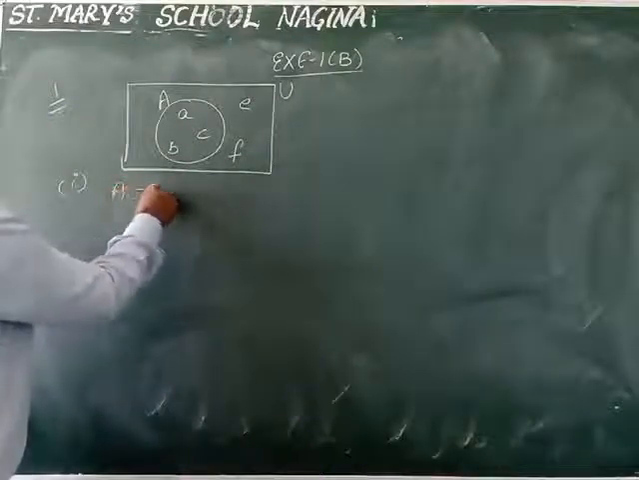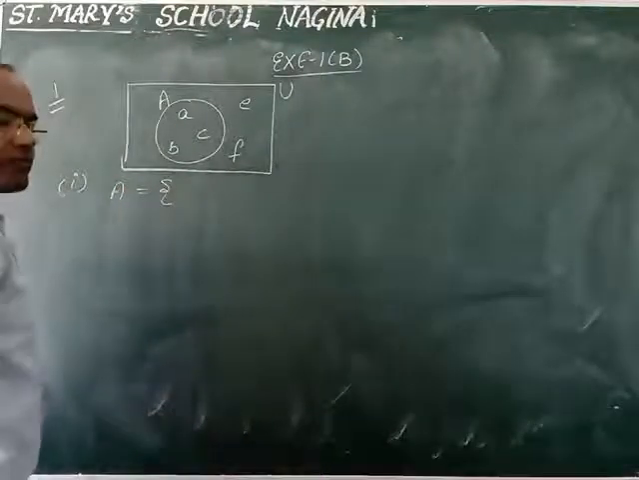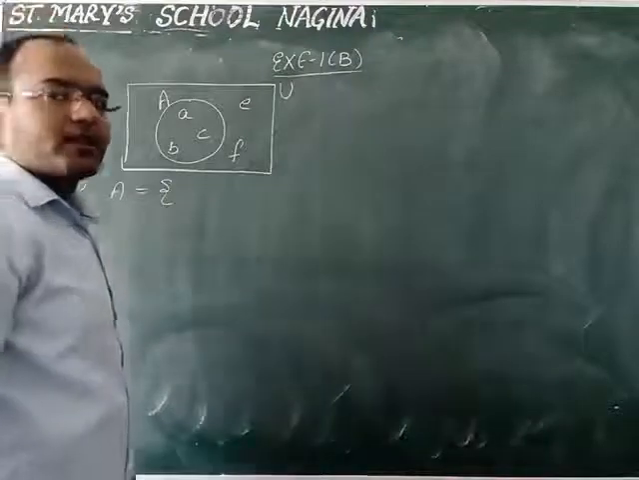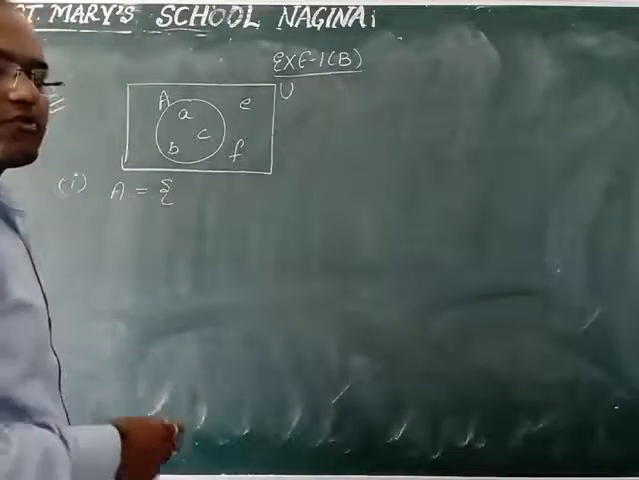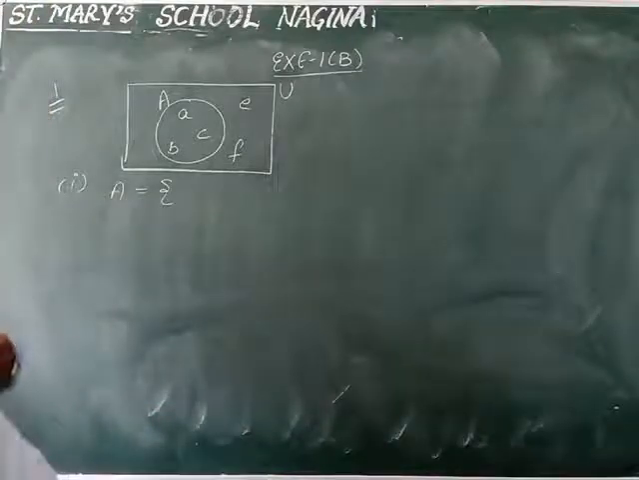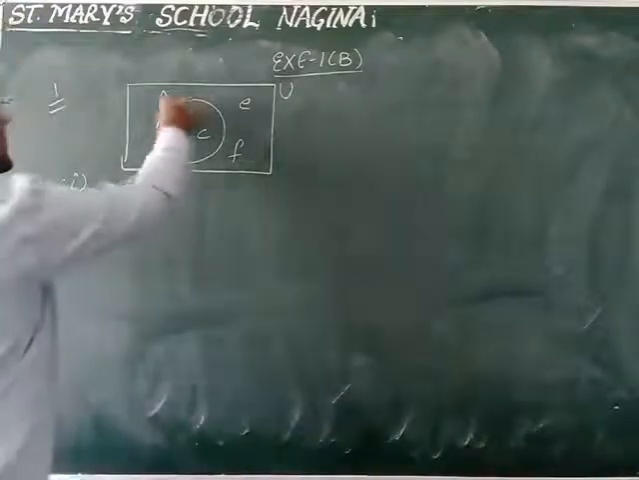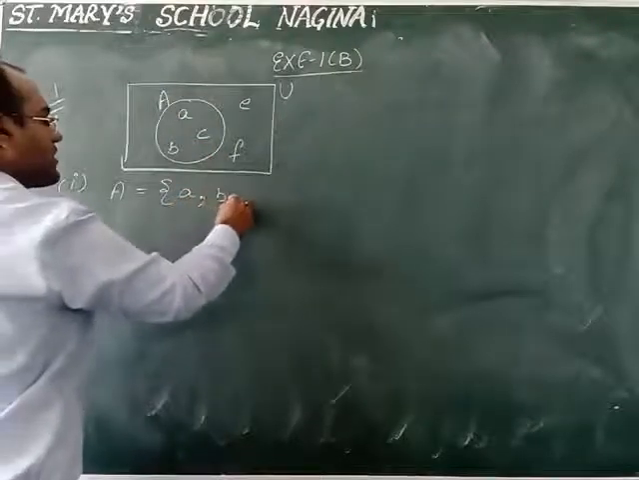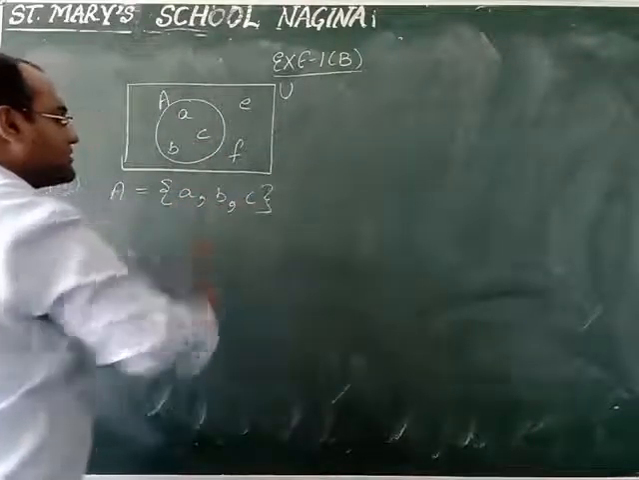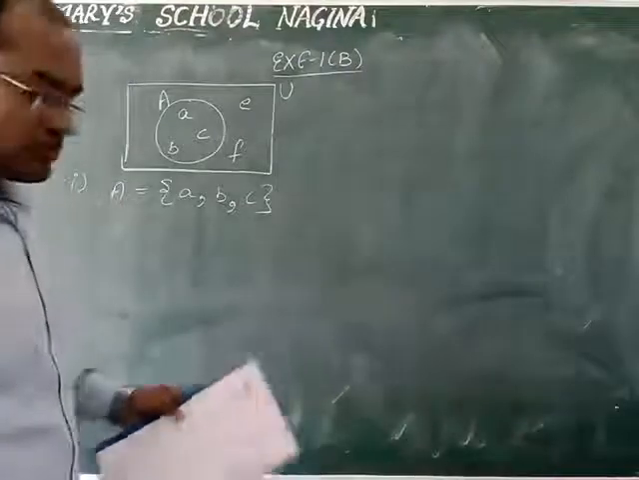A is equal to curly bracket. We have to write in roster method. Another name of roster method is tabular method. In this method, you have to write all the elements that are coming in the set A. So in the set A, B and C, these three elements are coming. So we will write here A, B and C. This is the answer of first part.